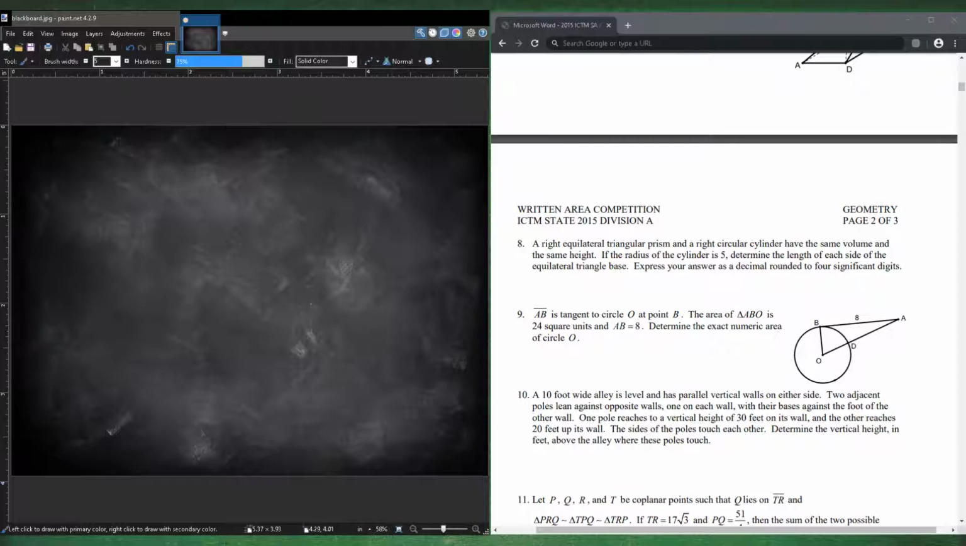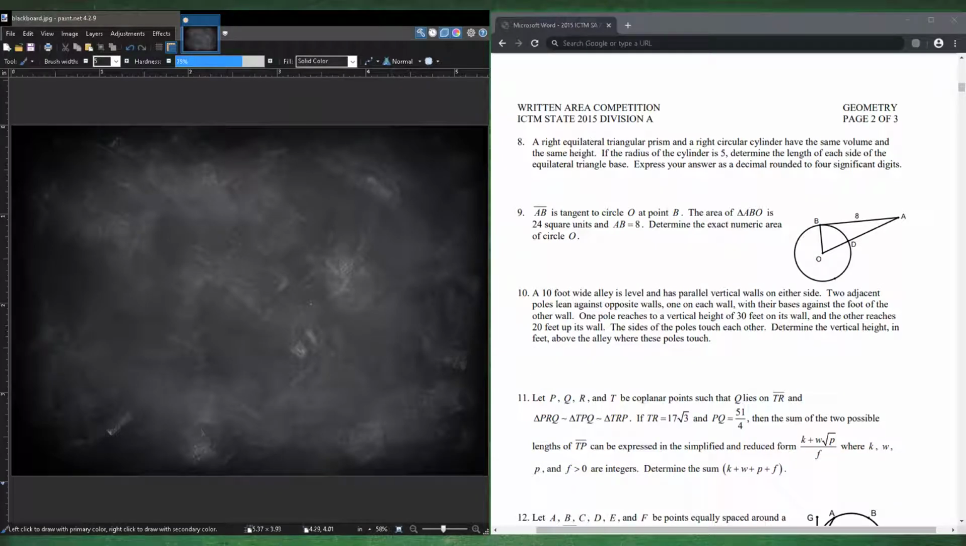Okay, number 8. A right equilateral triangle prism, so something like this. Okay, and a right circular cylinder. So we have a cylinder. Not the best artist. They have the same volume and the same height. So if they have the same height, then basically the base areas have to be the same. That's what they're telling us. Okay. So if the radius of the cylinder is 5, so this is a radius 5. So let's delete that first. So this is 5. Determine the length of each side of the equilateral triangle.